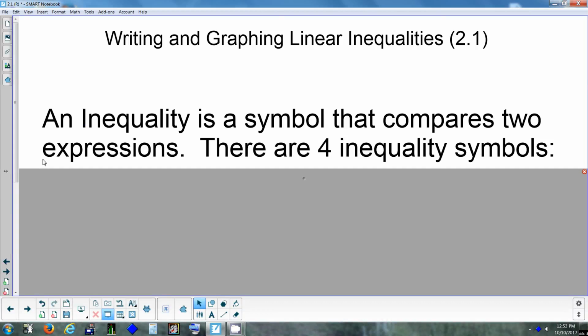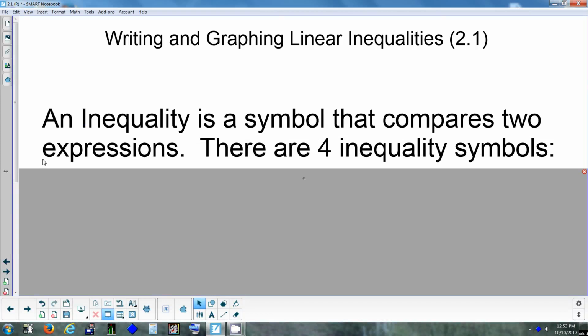So an inequality symbol is a symbol that compares two expressions. On your notes, you've got a blank that says an inequality symbol, and then you fill in is a symbol that compares two expressions.